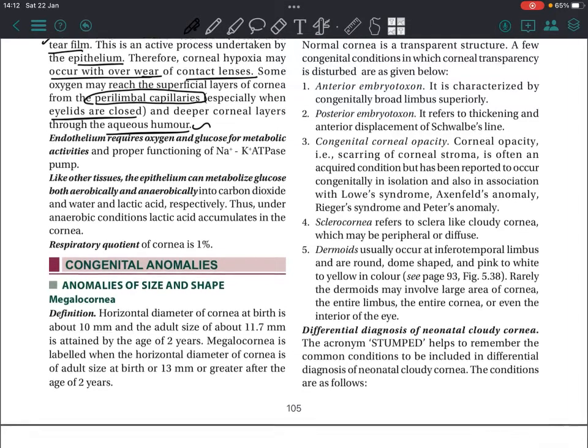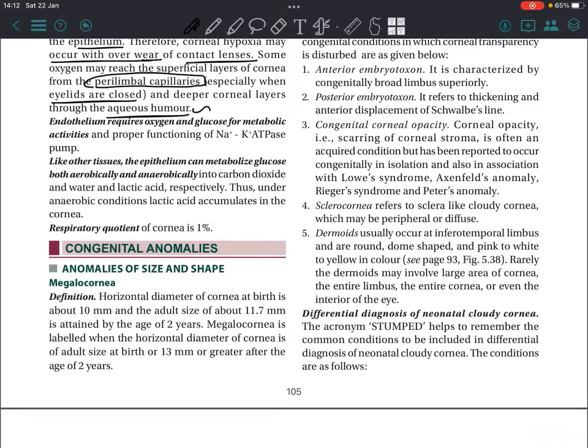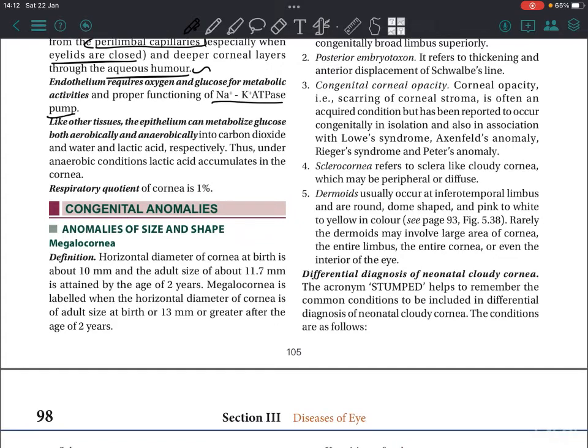Endothelium requires oxygen and glucose for proper function of the Na+ K+ ATPase pump. Like other tissue, the epithelium can metabolize glucose both aerobically and anaerobically, into carbon dioxide and water, and lactic acid, respectively. Thus, under anaerobic conditions, lactic acid accumulates in the cornea. Respiratory quotient of the cornea is 1.